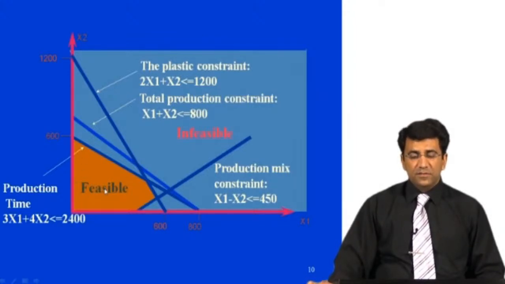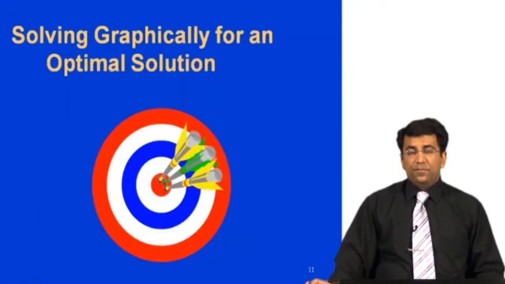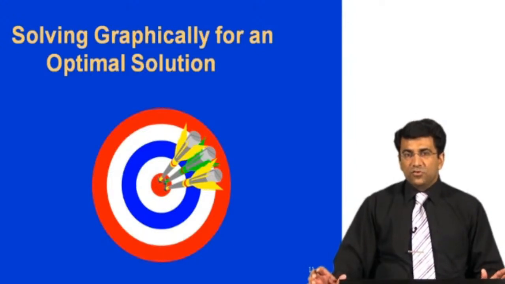So this is our feasible region. Now we have found the feasible region for our particular problem, but we are interested in the solution which will give us the optimal achievement of that objective function.